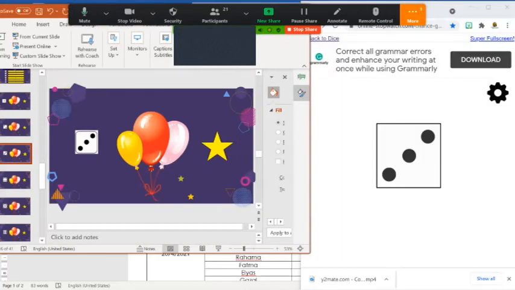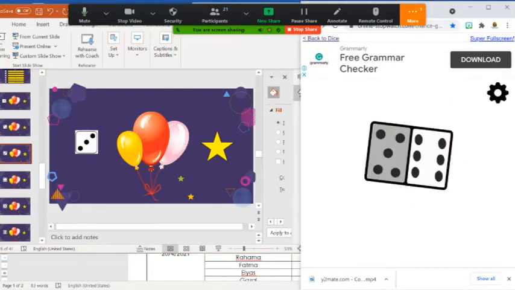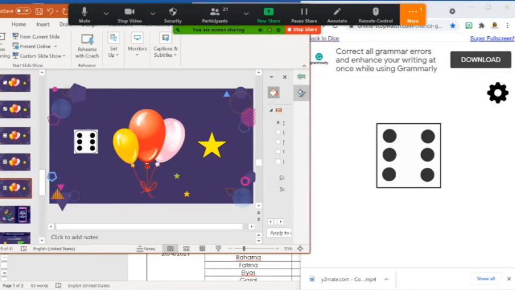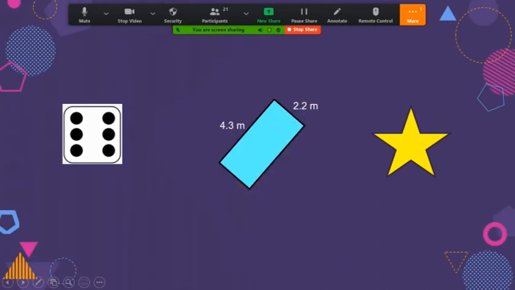Okay, let's have another one. Who wants to answer? Okay, Gazel. I'm going to roll the dice once more. You have question number 6, Gazel. This is for you, okay? Let's see what is question number 6. Gazel, find the perimeter of this polygon.